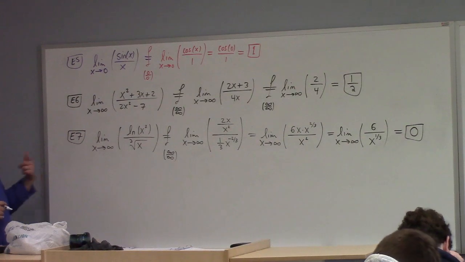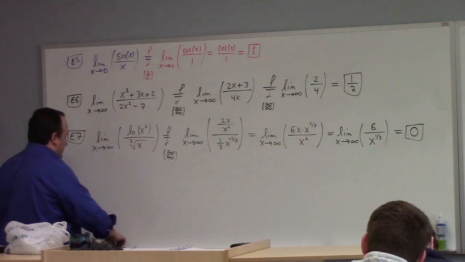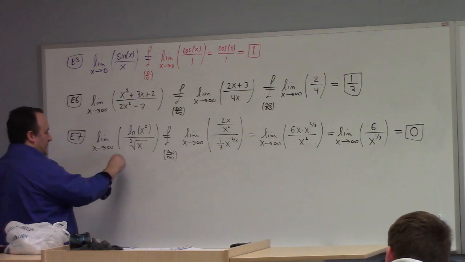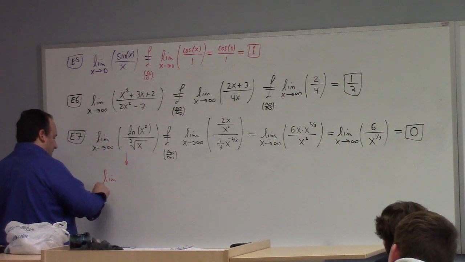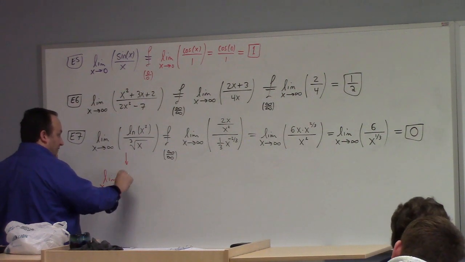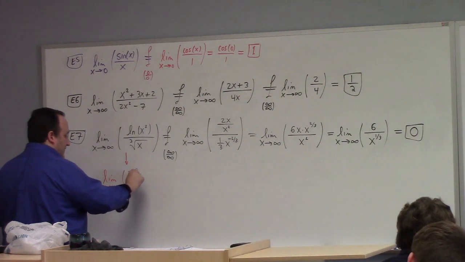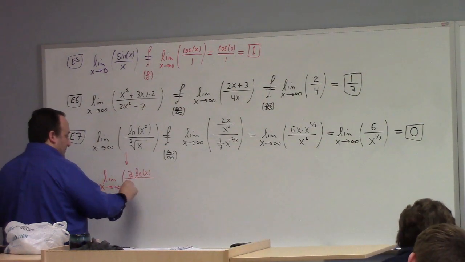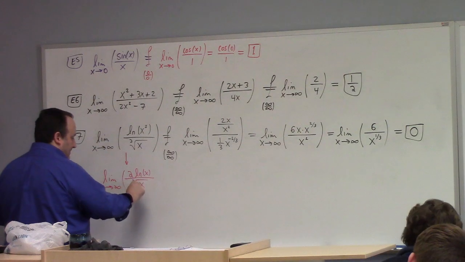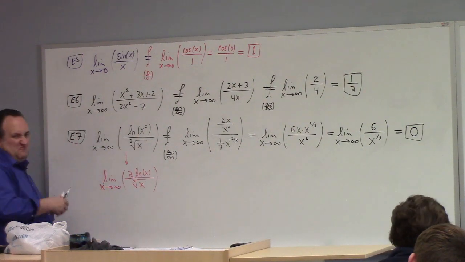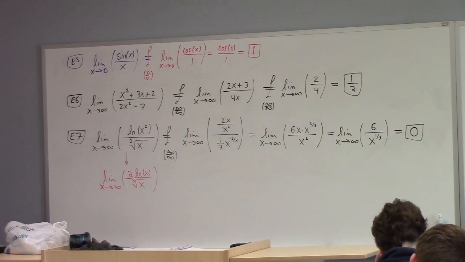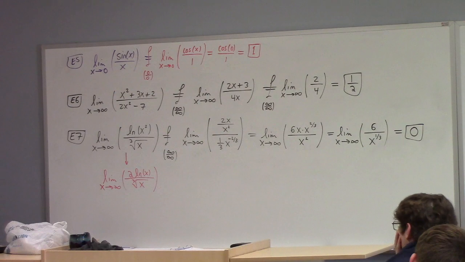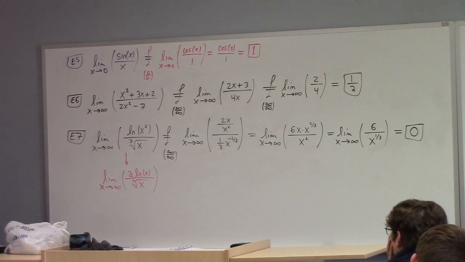The other thing you could have done here to start with, and maybe this would have made it slightly easier, is you could have traded this for a limit as x goes to infinity of 2 times the natural log of x divided by the cube root of x, right? And then you could have gone from there. It wouldn't have really made it much easier, but that's another way you could have gone here. Use laws of logarithms before you do the L'Hopital's rule, okay?